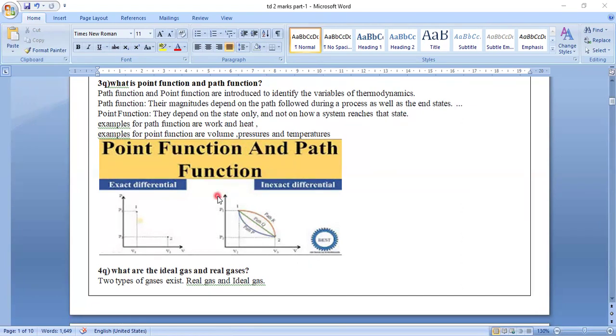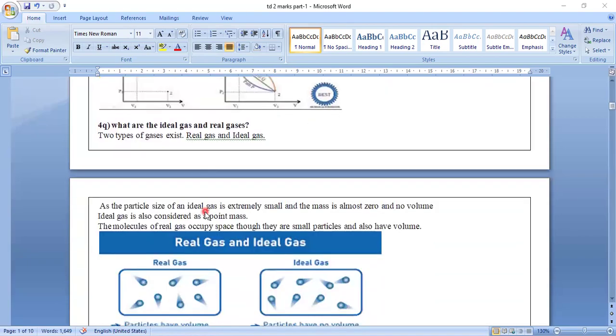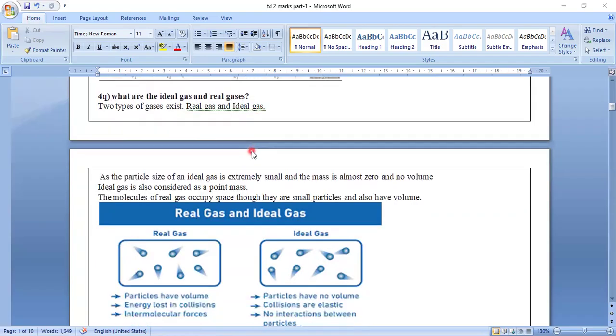Fourth question: what are ideal gases and real gases? According to this definition, two types of gases exist, that is real gas and ideal gas. So what exactly is the difference in the definition of real gas and ideal gas?